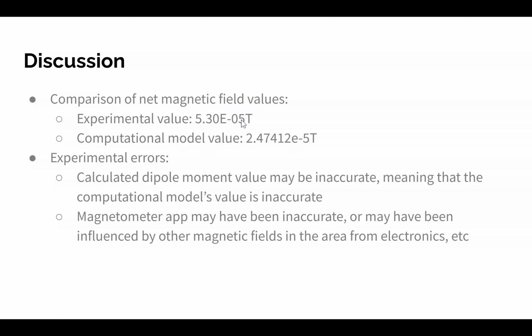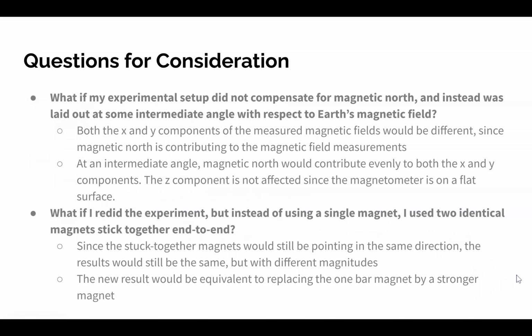My experimental value was higher than my computational model value. Some errors that I may have encountered are inaccurate calculation of the dipole moment, which could have affected my entire computational model since that value is based on my dipole moment value. And also I may have some errors with my magnetometer app, or it could have been influenced by other magnetic fields in the area, like from electronics.